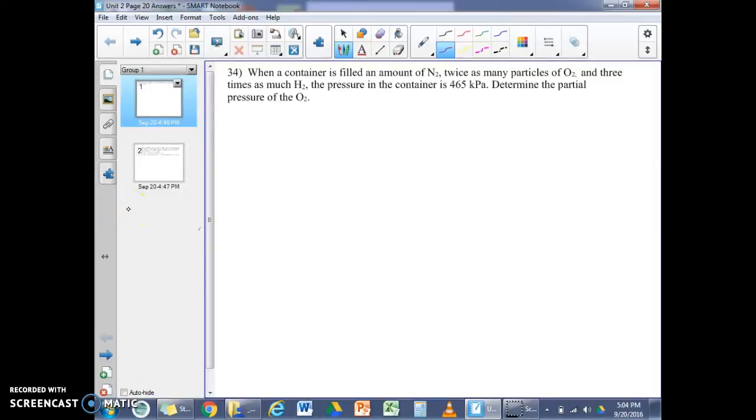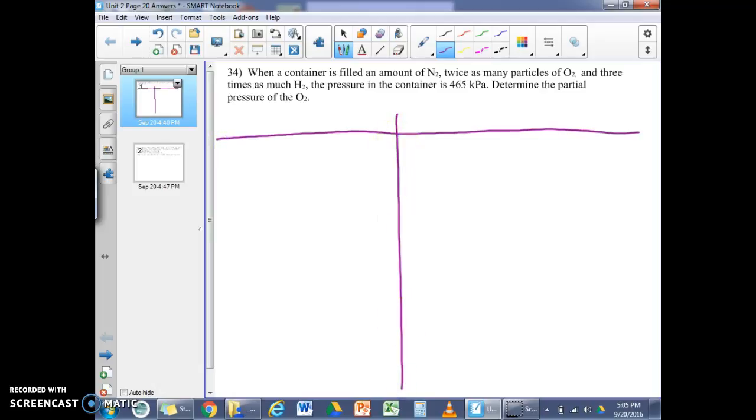Okay, we're looking at question number 34 that's on page 20 in your Unit 2 packet. This is about gases and gas laws. So I read the question, and the first thing I can see is it's not a factor label question, so it looks like a word problem. So I am going to jump into my problem solving process here. And so I'll set up my T-chart.